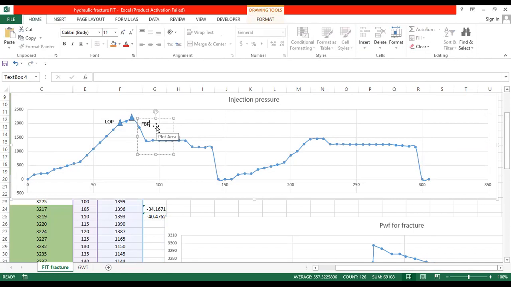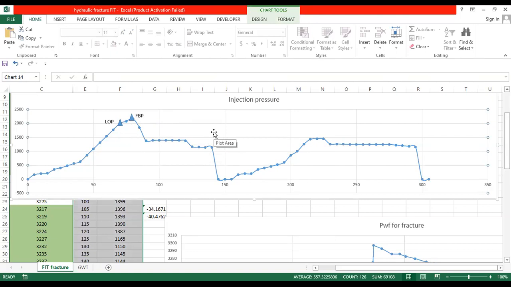Fracture breakdown point, FBP. Then after that, FBP, it will start to reduce. Why? Because right now the condition is fracture volume was higher and the injection pressure is not enough. So whatever injection we are giving through the injection well, that pressure is not enough to maintain the flow which was present inside the fracture.